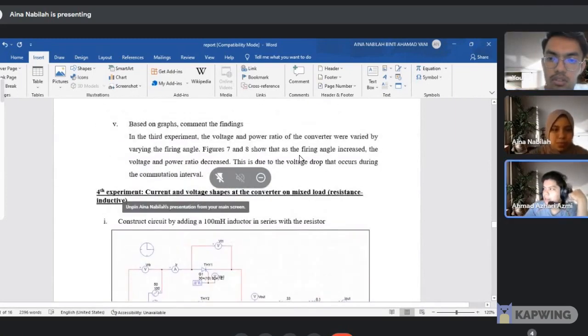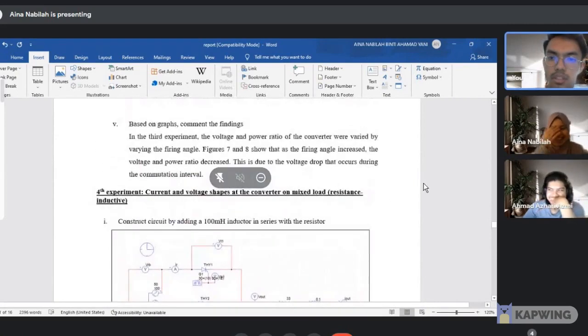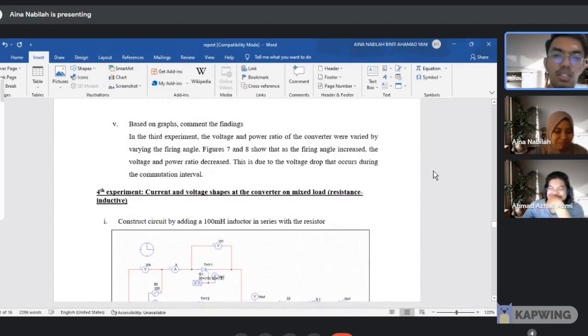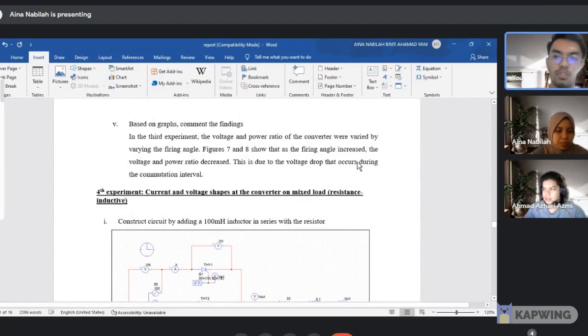Based on the experiment, the voltage and the power ratio of the converter vary with the firing angle from 0, 10 to 100. Both of the graphs show a decline of the values from 1 to almost 0.2. This is due to the voltage drop that occurs during the commutation interval. That's it for the experiment.